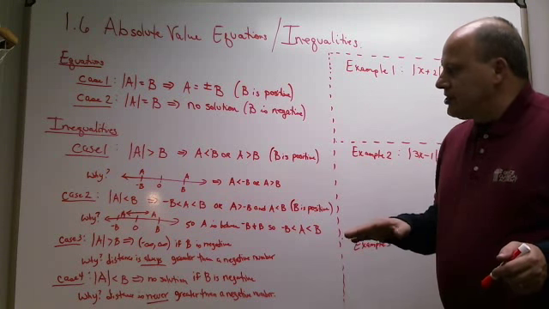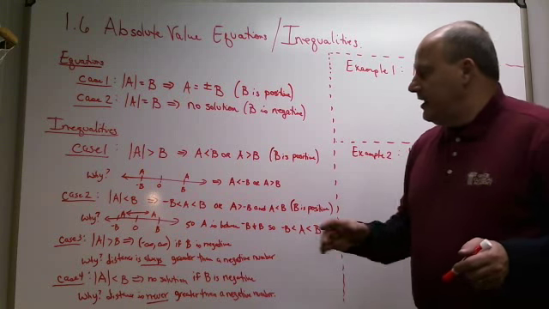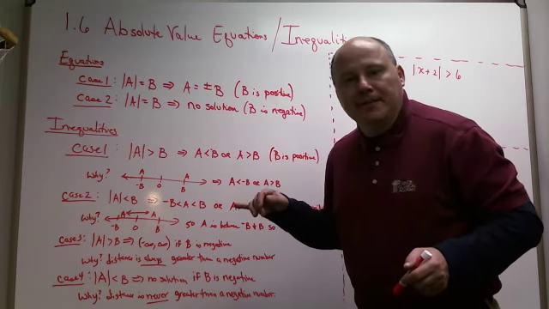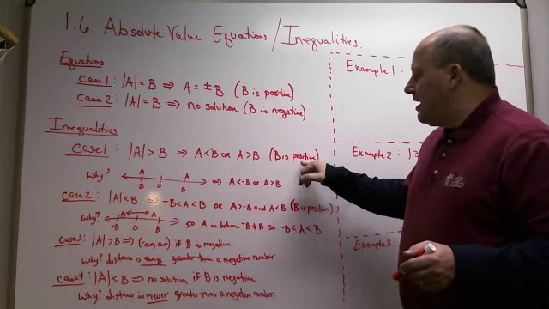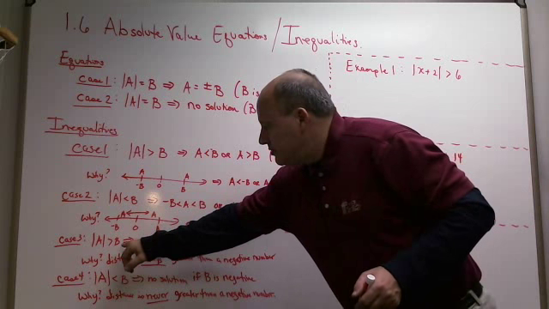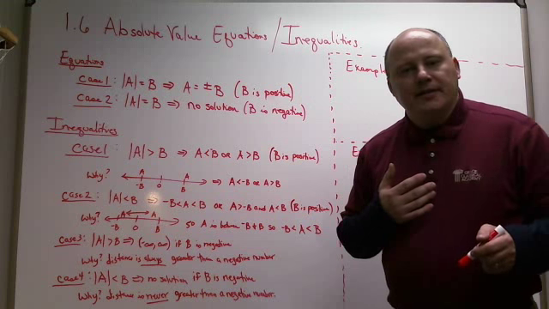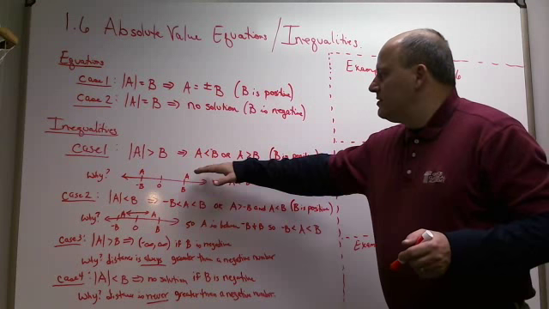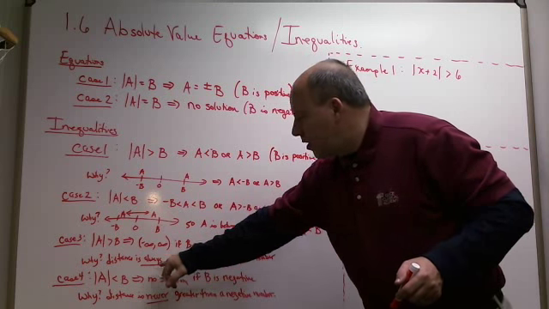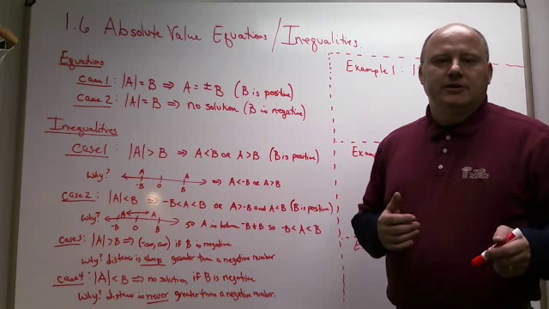Then case 3 and case 4 are trying to trick you into thinking that, if you look at case 3, it looks very similar to case 1. The big difference is this one's B is positive and this one B is negative. Well, when you have the absolute value of A greater than a negative number, well, that's always going to happen. Okay, there's no semantics here. There's no graph to consider because the distance is always greater than a negative number. So that's why it's always all real numbers.